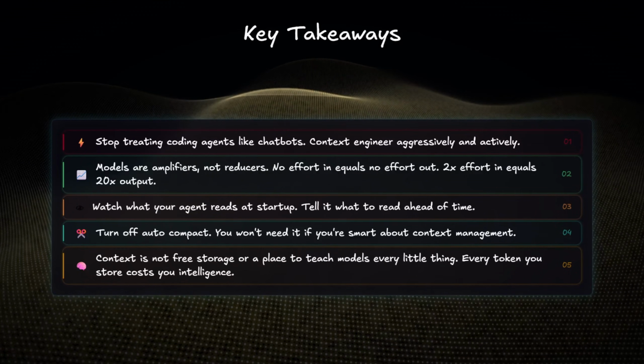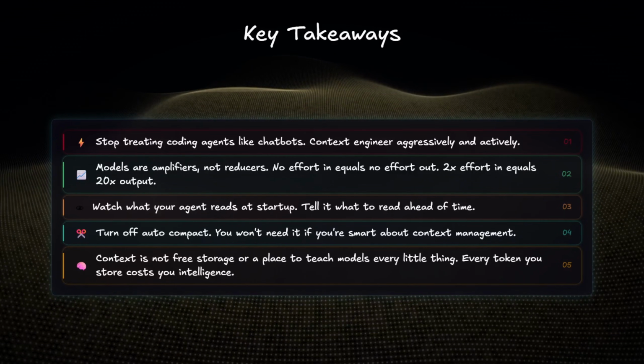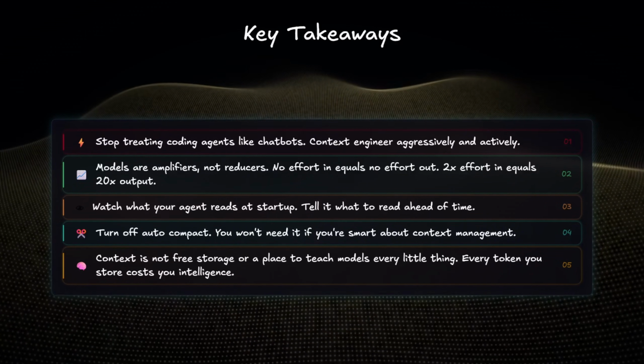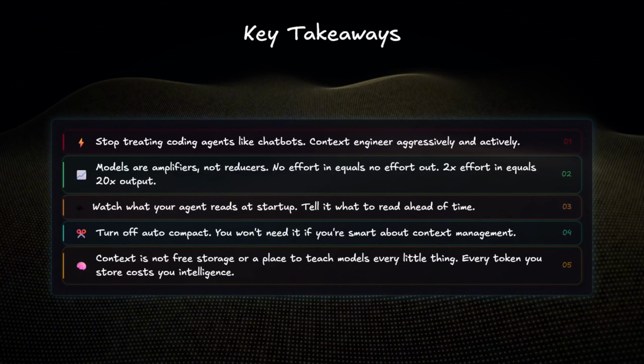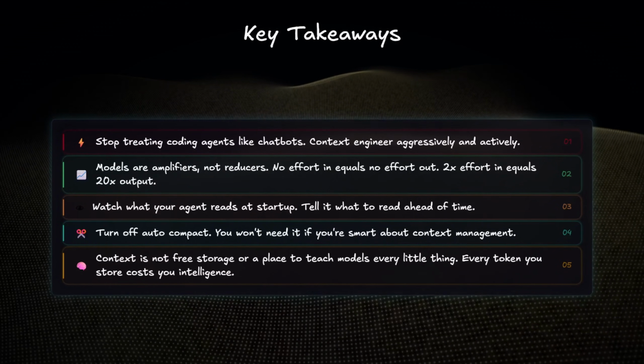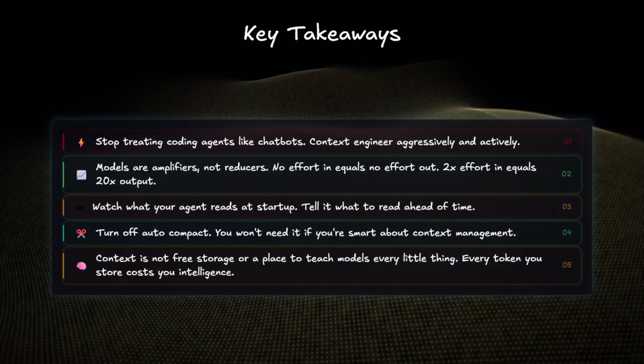Models are amplifiers, not reducers. Stop trying to take yourself out of the loop until you have mastered agentic patterns. Sit on the loop instead. No effort in equals no effort out. 2x effort in equals 20x output at least.